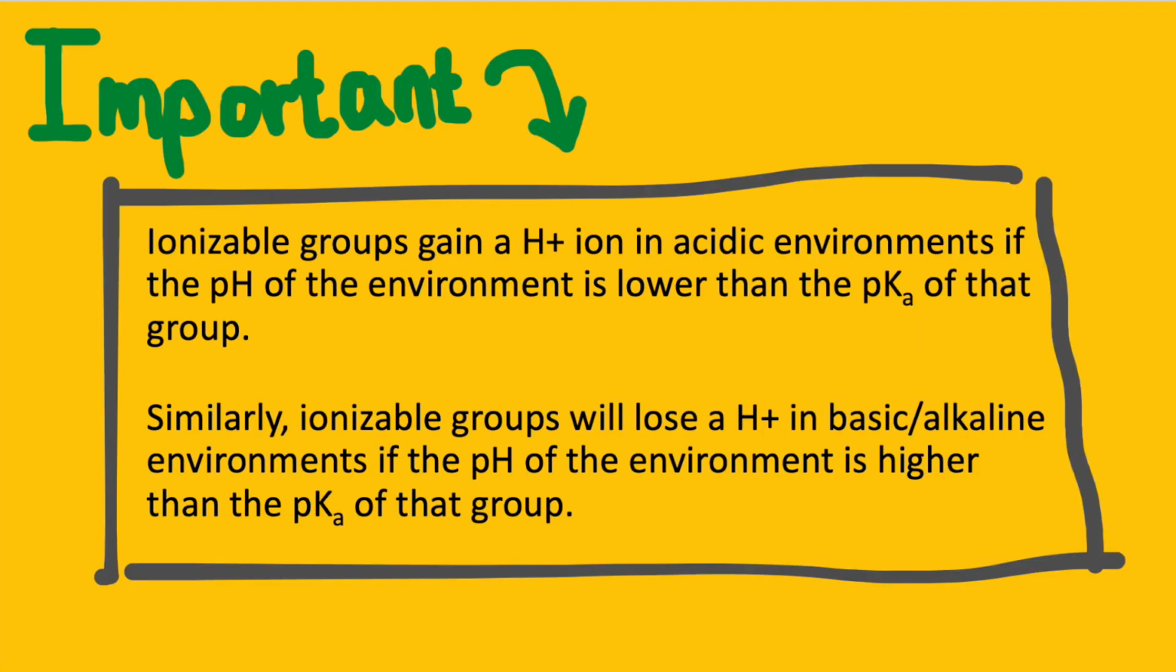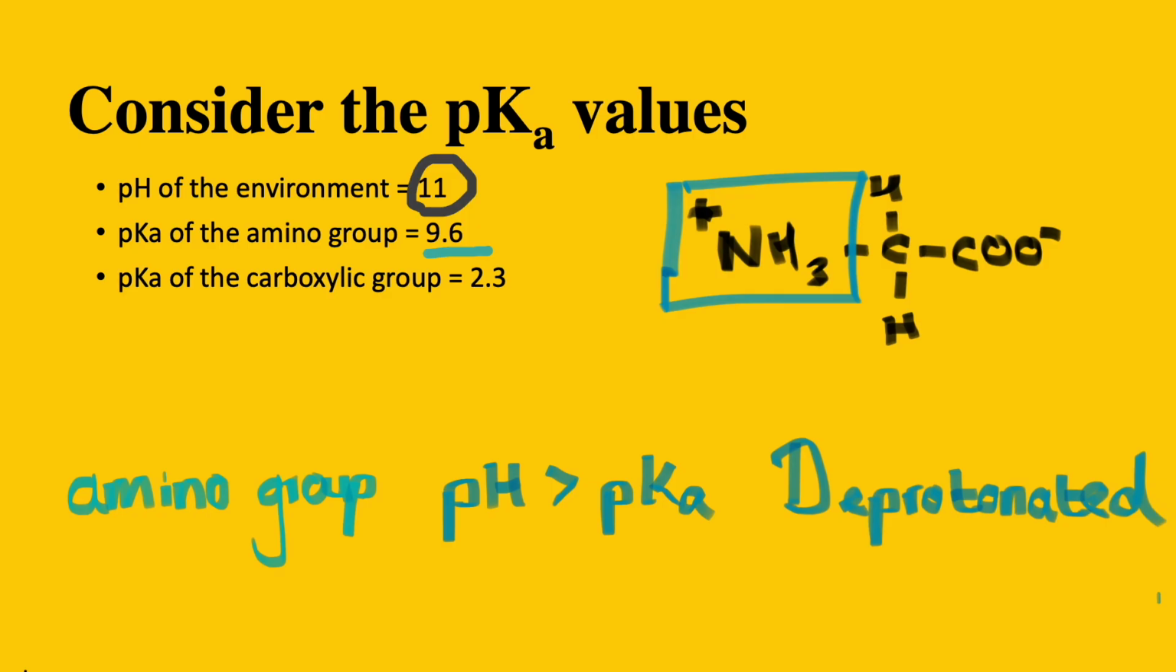Now, let's recall the rule of thumb, the statement that we all need to remember. Ionizable groups gain a proton in acidic conditions if the pH of the environment is lower than the pKa of that ionizable group. Similarly, ionizable groups will lose a proton in basic environments if the pH of that environment is higher than the pKa of an ionizable group. So in this case, the pH of the environment is higher than the pKa of the amino group. Therefore, the amino group will be deprotonated, making it have a net charge of 0.